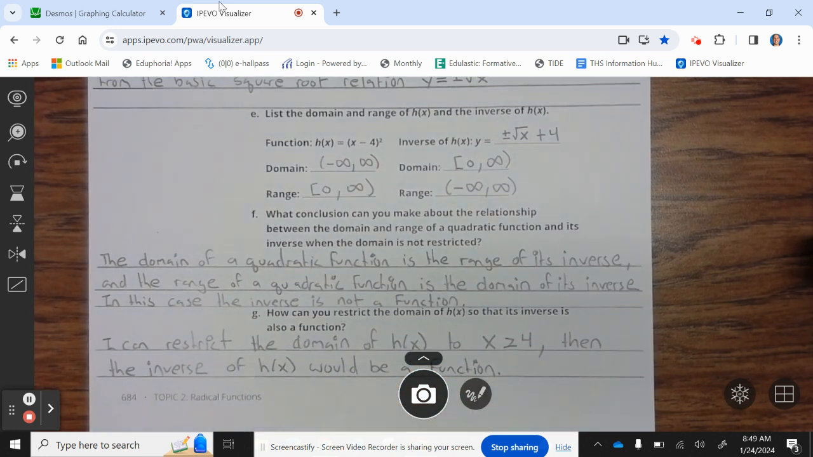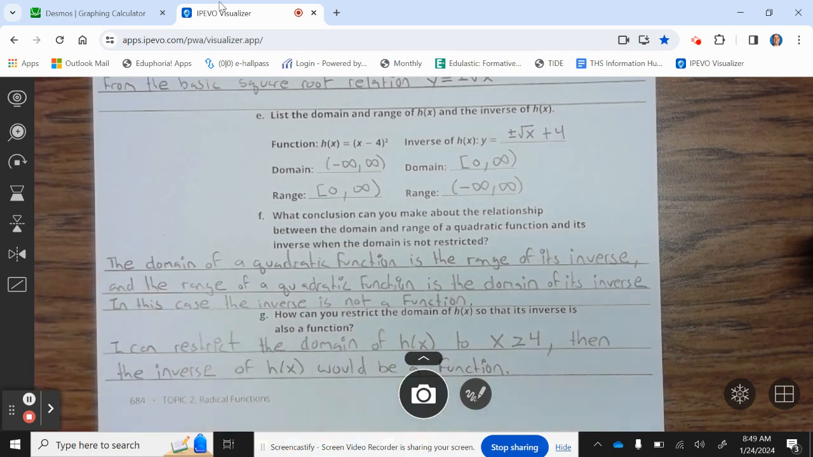E, list the domain and range of h of x and the inverse of h of x. The function h of x equals parentheses x minus 4 squared. The domain is negative infinity to positive infinity. Range is bracket 0 to infinity. The inverse of h of x, y equals 4 plus or minus square root of x. The domain is bracket 0 to infinity, and the range is negative infinity to positive infinity. Notice again, with the inverse, the domain and range switch.